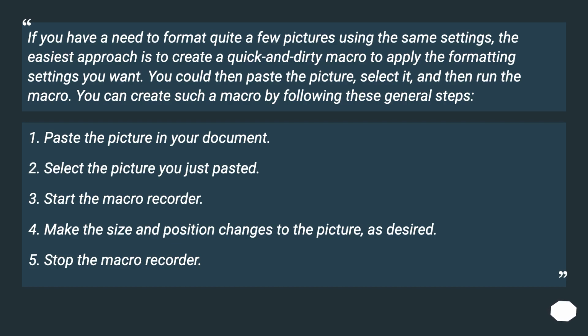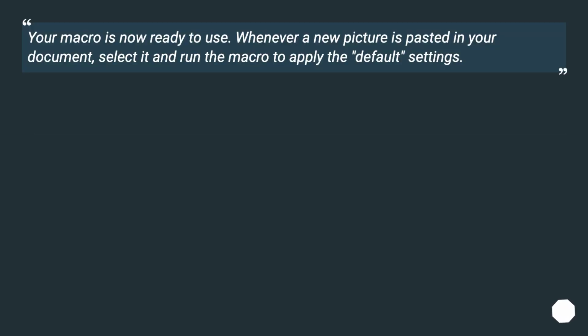Paste the picture in your document. Select the picture you just pasted. Start the macro recorder. Make the size and position changes to the picture, as desired. Stop the macro recorder. Your macro is now ready to use. Whenever a new picture is pasted in your document, select it and run the macro to apply the default settings.